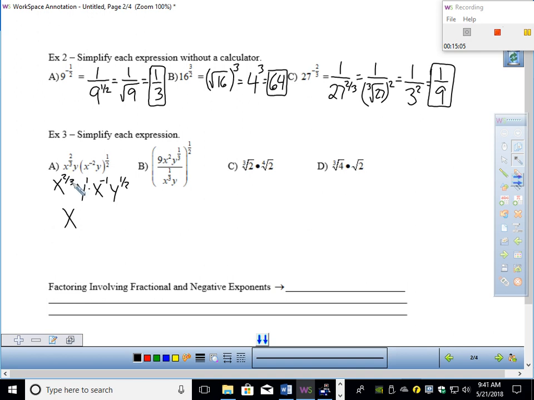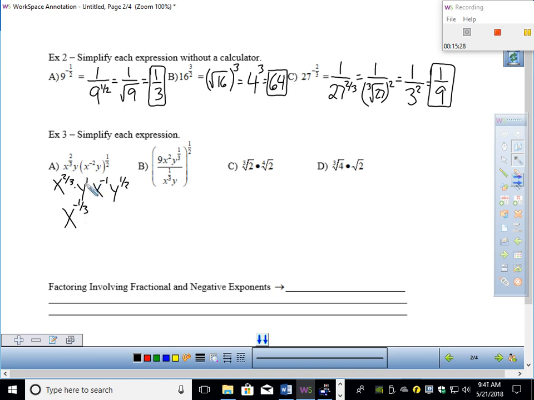So again, 2/3 plus -1. Well, of course, remember, to add fractions together, we need a common denominator. So I think of this as 2/3 plus -3/3. So 2/3 plus -3/3 would be -1/3. So it's x to the -1/3.